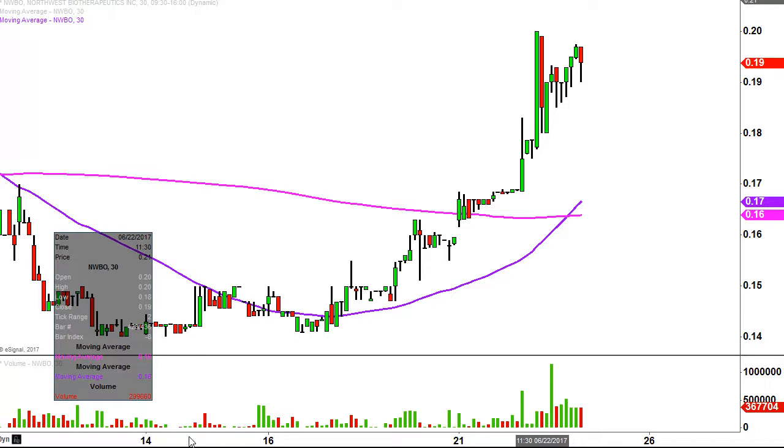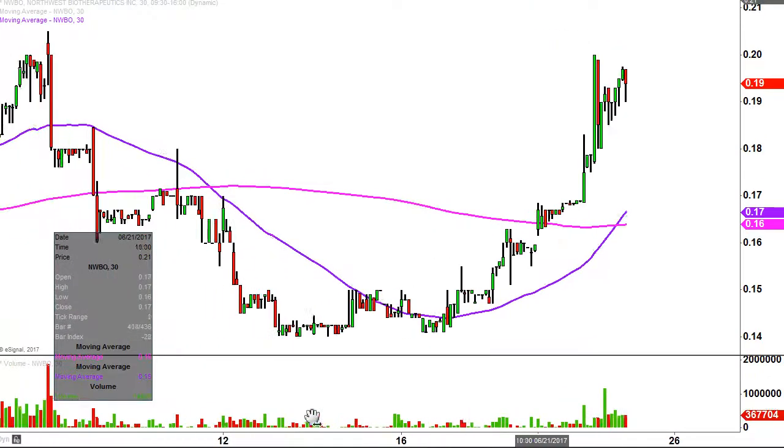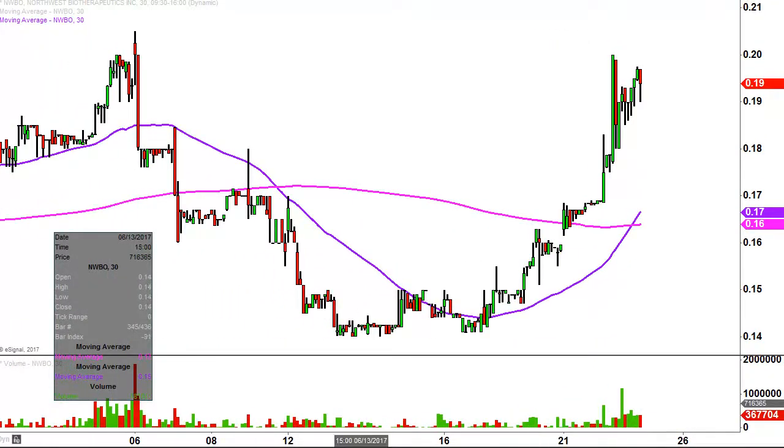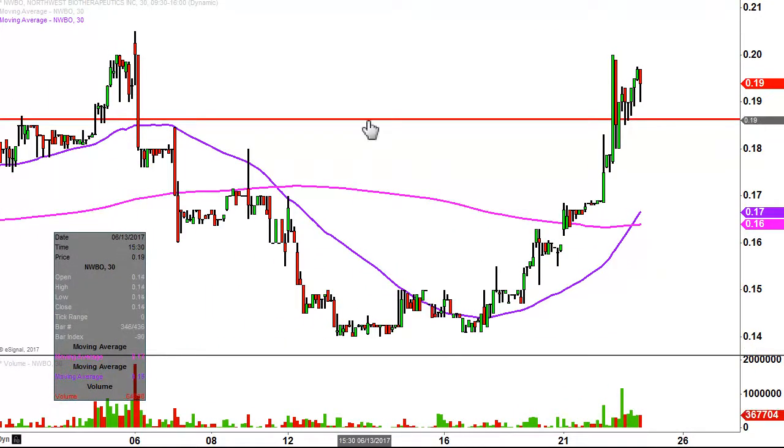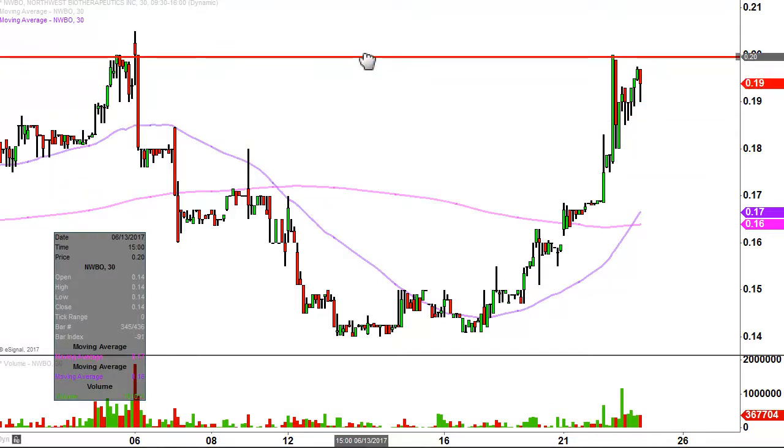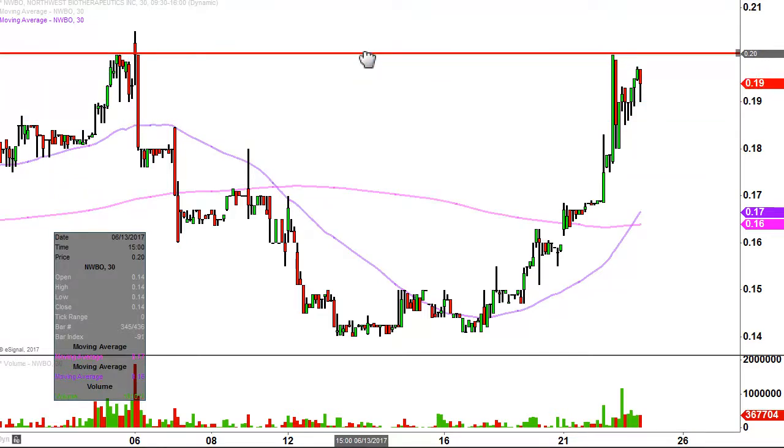Now, what about areas of resistance? If this upward move is going to continue, where are some of these potential battlegrounds at? As things stand right now, all about 20 cents, and I think that's right where the price got rejected from today. So yeah, that makes perfect sense.